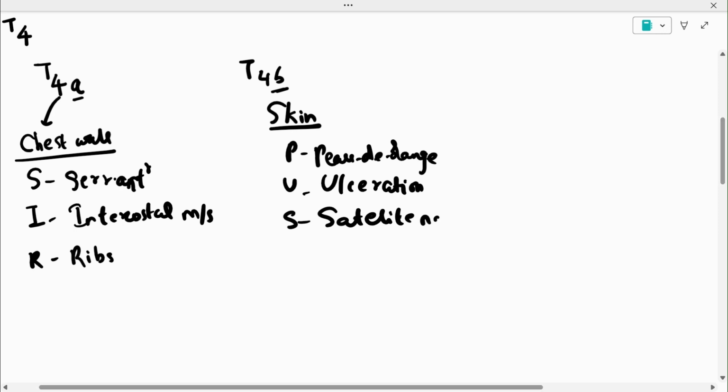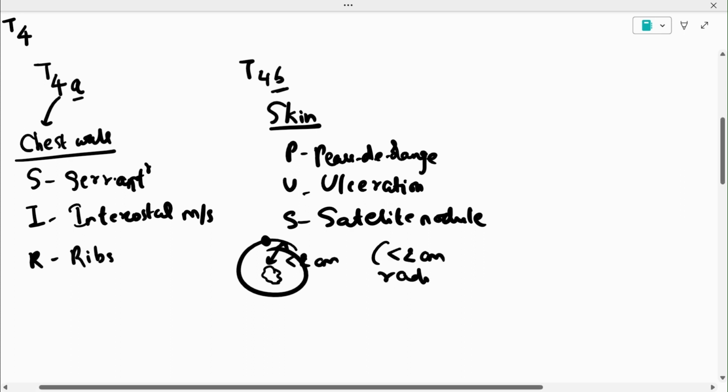What is a satellite nodule? Let's say you have a breast lump here, and within a 2 centimeter radius you have some other nodule. That will constitute your satellite nodule. You need to remember less than 2 centimeter radius. Then this is your T4b. Now T4c: if both chest wall and skin are involved, it constitutes your T4c. It is nothing but your T4a plus T4b.